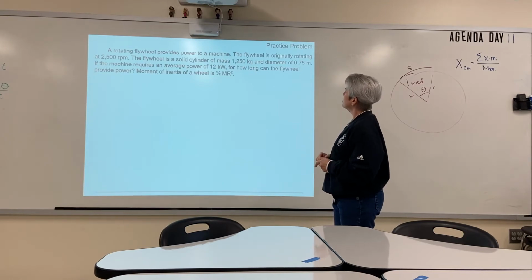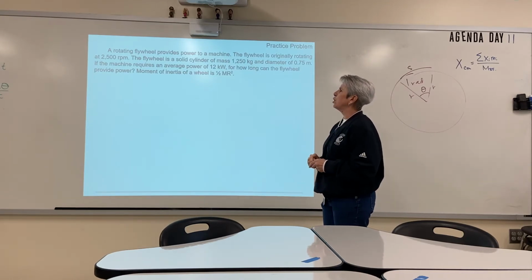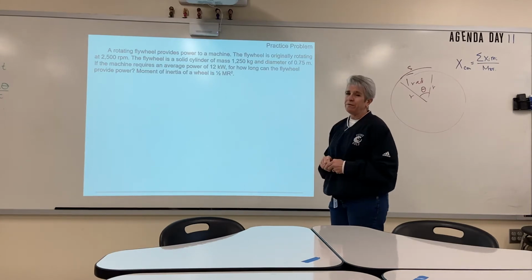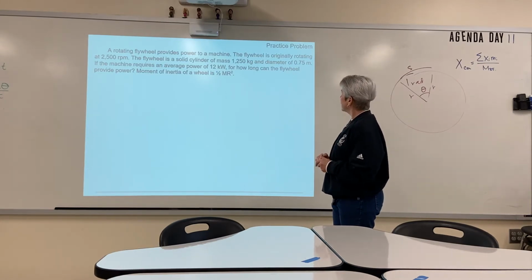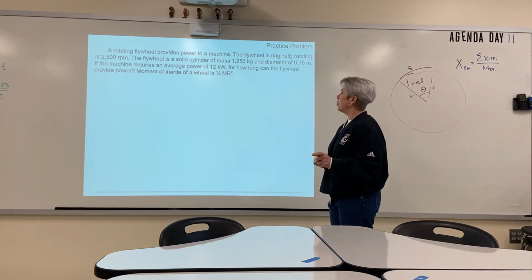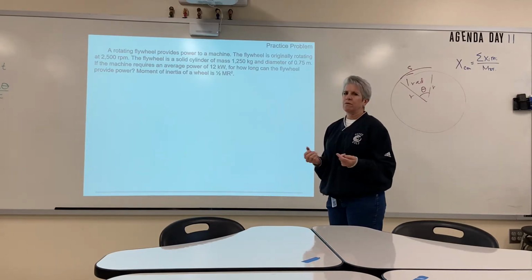The flywheel is originally rotating at 2,500 RPMs. The flywheel is a solid cylinder of mass 1,250 kilograms, so very heavy, and a diameter of 0.75 meters. If the machine requires an average power of 12 kilowatts, pay attention to kilowatts, not just watts, for how long can the flywheel provide power?